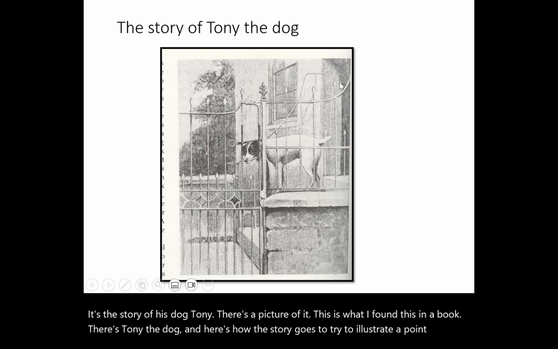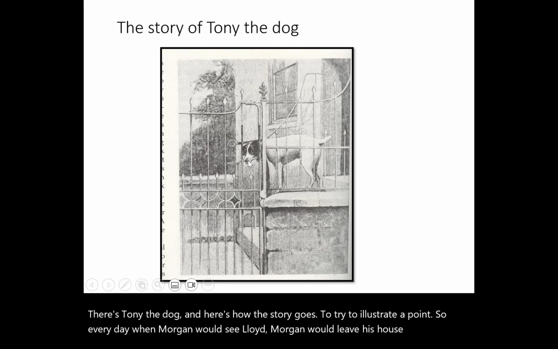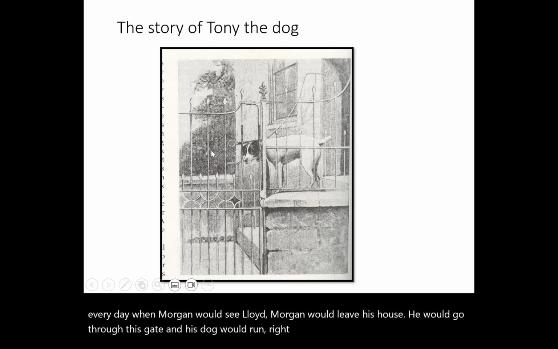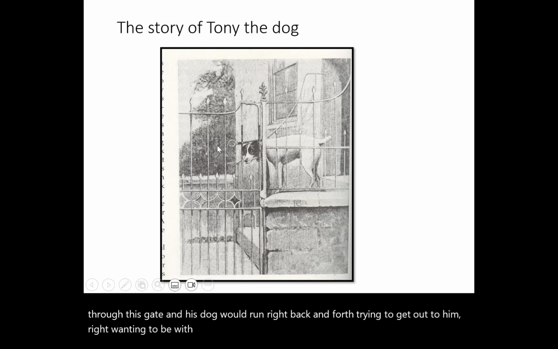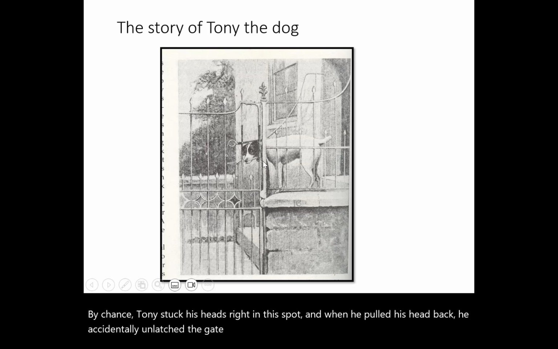So every day when C. Lloyd Morgan would leave his house, he would go through this gate, and his dog would run right back and forth, trying to get out to him, right? Wanting to be with him, as dogs do. And he would run over here, and he'd run over there, and he'd stick his head in, and he'd bark and yell and bark and run back and forth, back and forth. And one day, by chance, Tony stuck his head right in this spot, and when he pulled his head back, he accidentally unlatched the gate, and it opened up. And out Tony went. And Tony escaped.